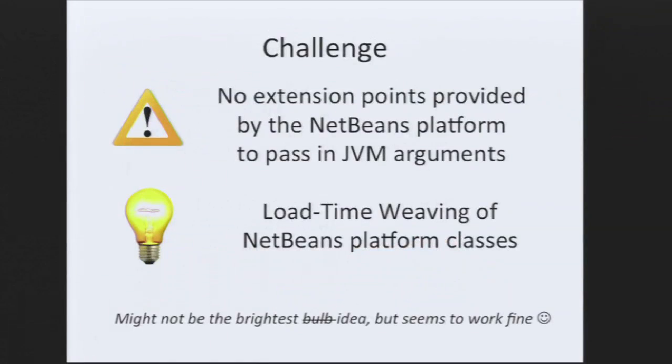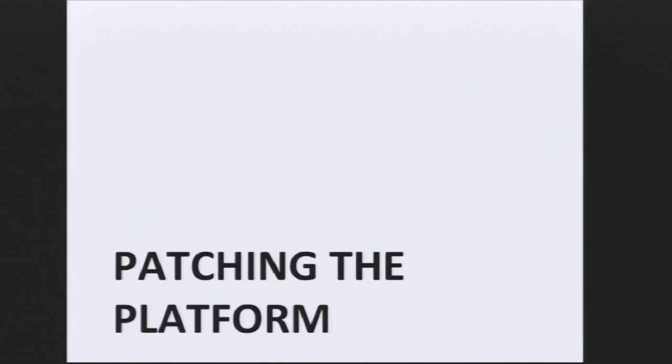But here is the challenge. In previous versions of NetBeans IDE, before 7.2, there are no extension points to provide the JVM arguments to the launcher. So we had to do a workaround. We had to binary patch the launcher, the platform launcher, on the fly. Maybe it's not the brightest idea, but it worked for us. So how do we do that, actually?